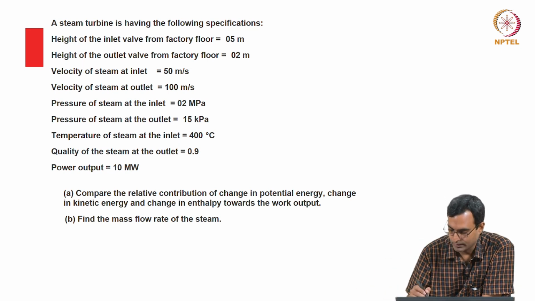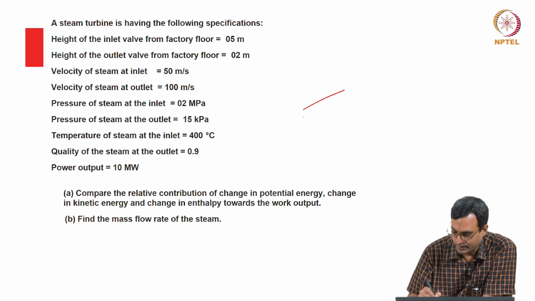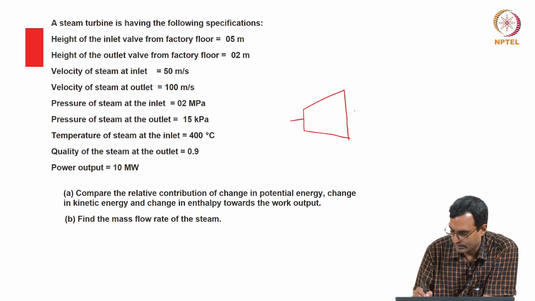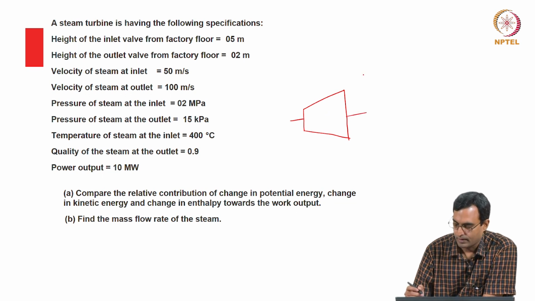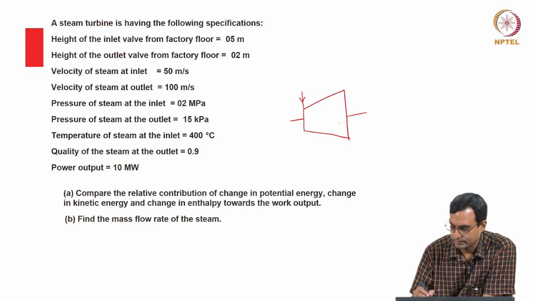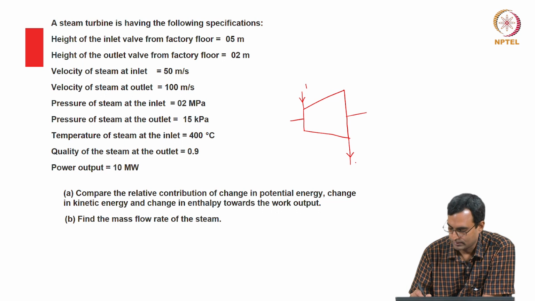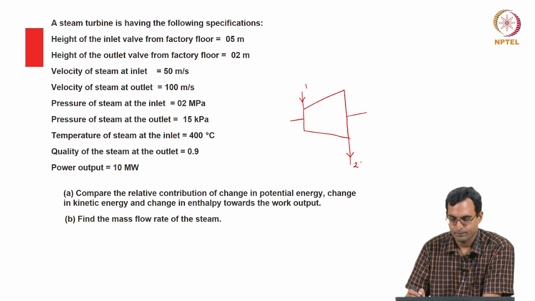So let's see how to do this. It says we have a steam turbine, so we will draw a schematic. There's a shaft. So we have substance coming in, it's expanding, and we have it going out. Let's call these 1 and 2.